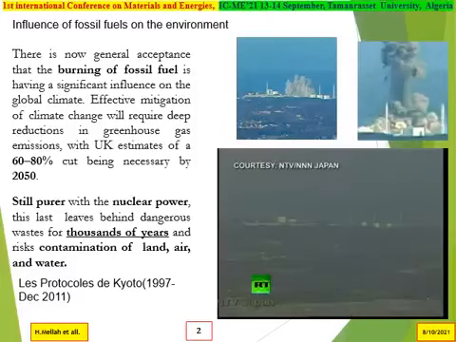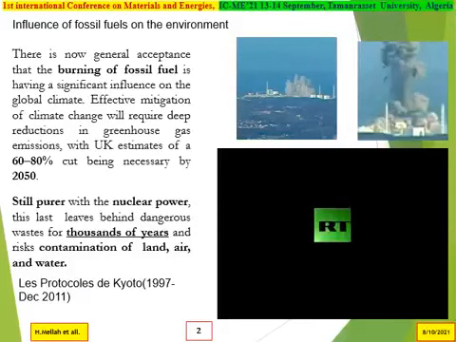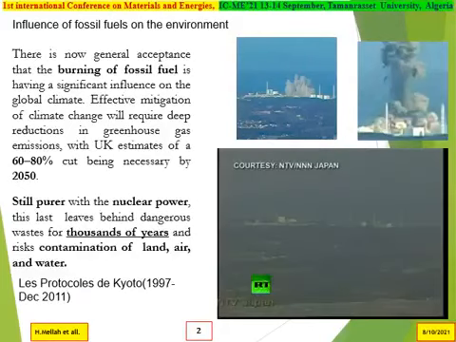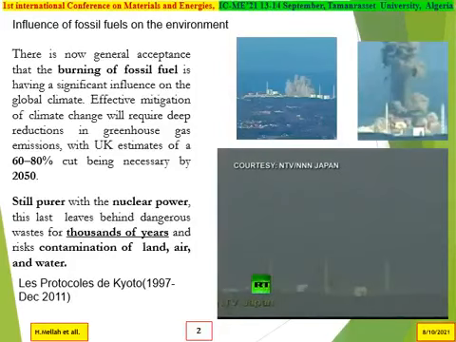Influence of fossil fuels on the environment. There is now general acceptance that the burning of fossil fuel is having a significant influence on the global climate. Effective mitigation of climate change will require deep reduction in greenhouse gas emissions, with a UK estimate of a 16 to 80% cut being necessary by 2050. Still paired with nuclear power, this last leaves behind dangerous wastes for thousands of years and risks contamination of land, air, and water.